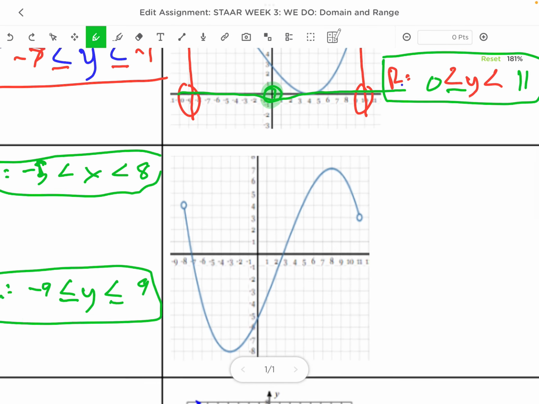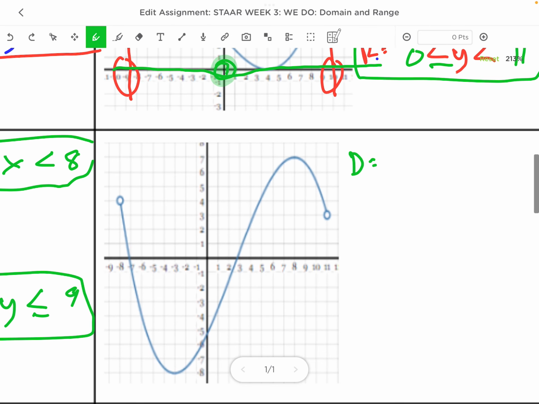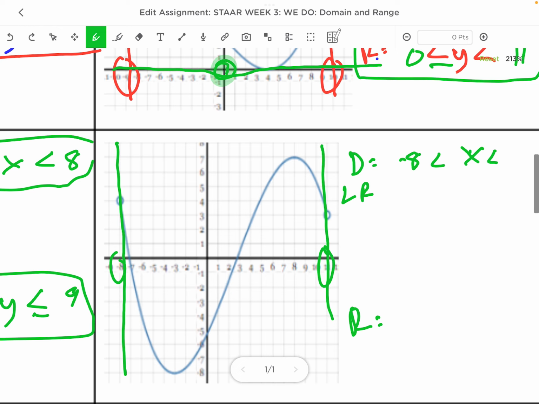All right, try this one. Okay, you know we're going to put D for domain. We're going to put this R for range. Okay, domain we know is from left to right. Okay, so from the farthest to the left, that number is negative 8, right? Negative 8. We know to put it to the left. We know X points to the left. And then we know farthest to the right is going to be 11. Okay, over here it's open. Over here it's open. So we're good.